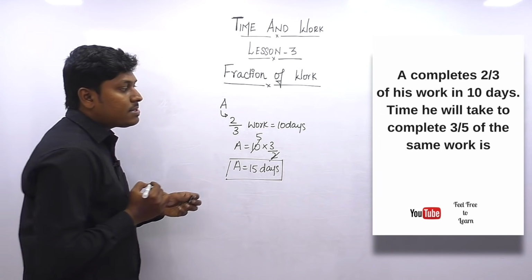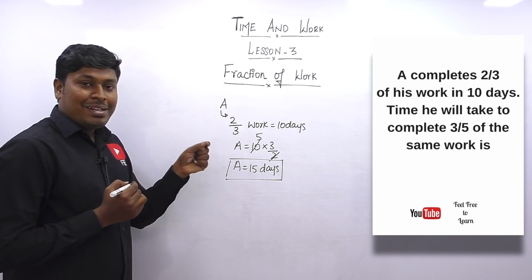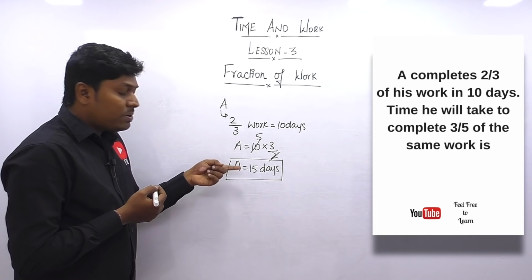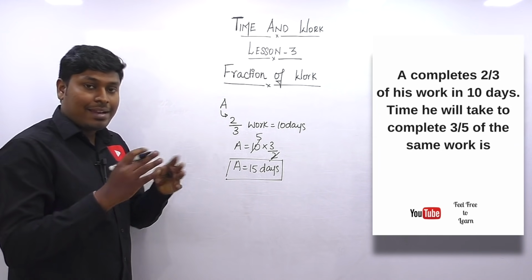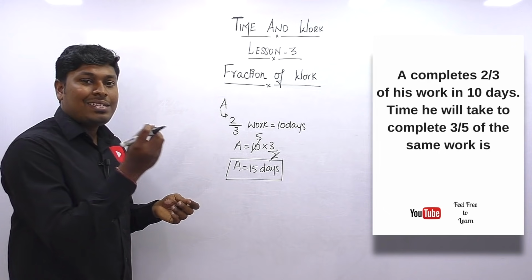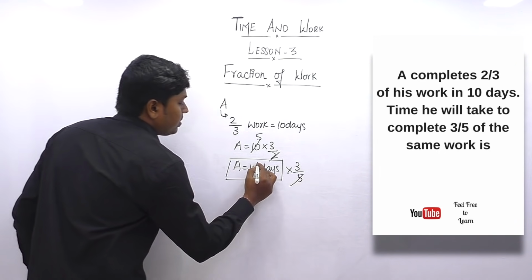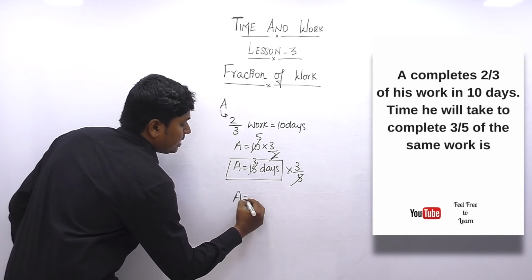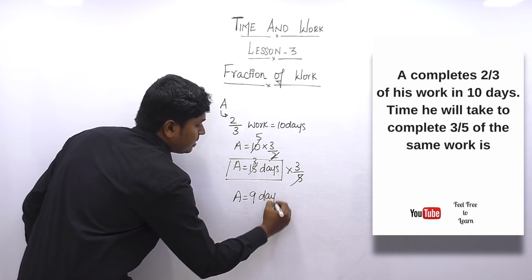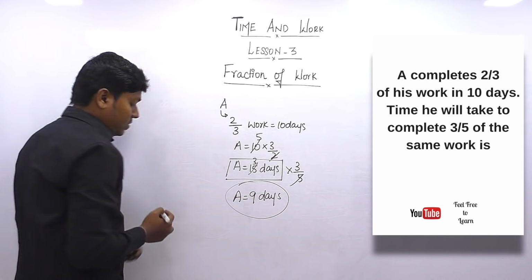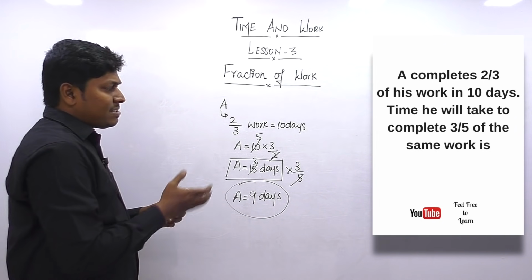But our target is the time he will take to complete 3 by 5 of the same work. So A took 15 days to complete the entire job. But the question says only 3 by 5 of the work is to be done. So into 3 by 5. So 5 into 3 will be 15. So we can say that A took 9 days to complete 3 by 5 of the job. So friends, the easiest question to finish, right?